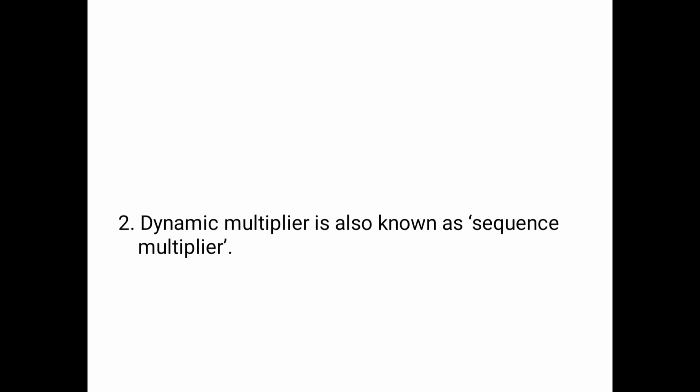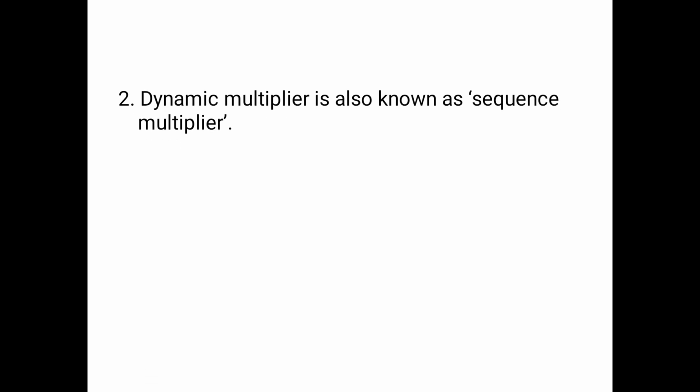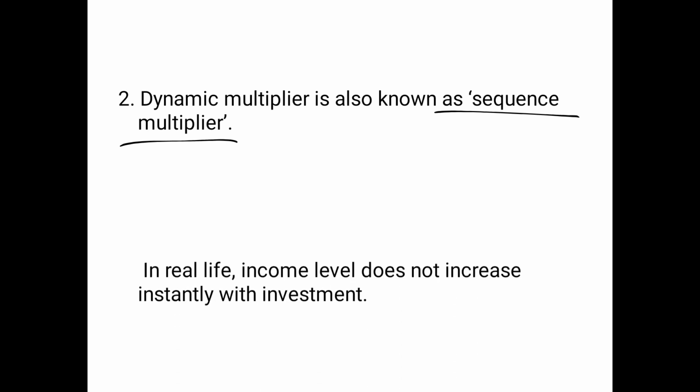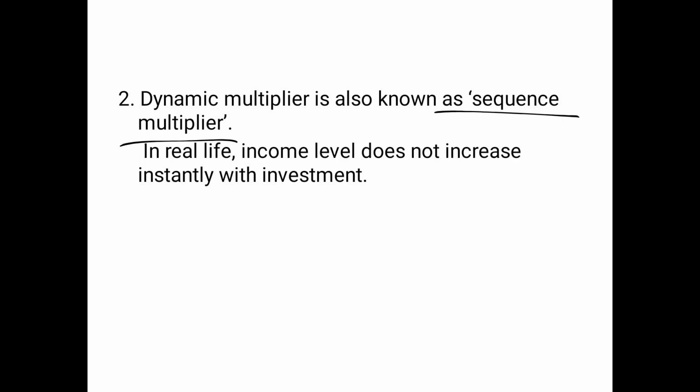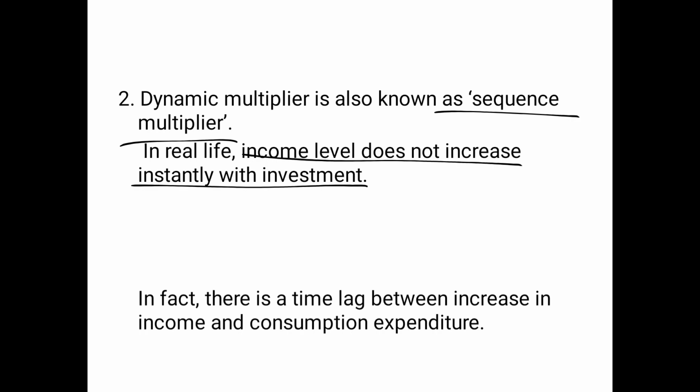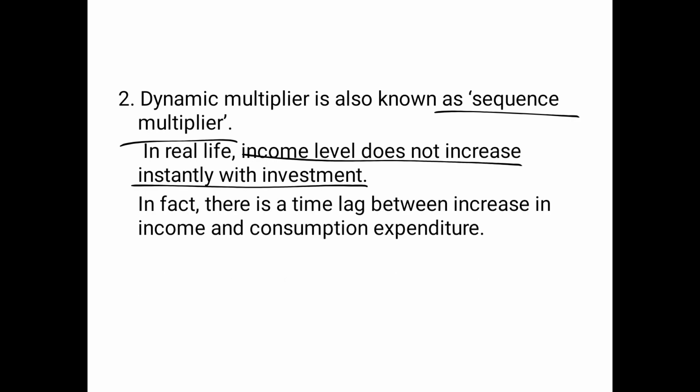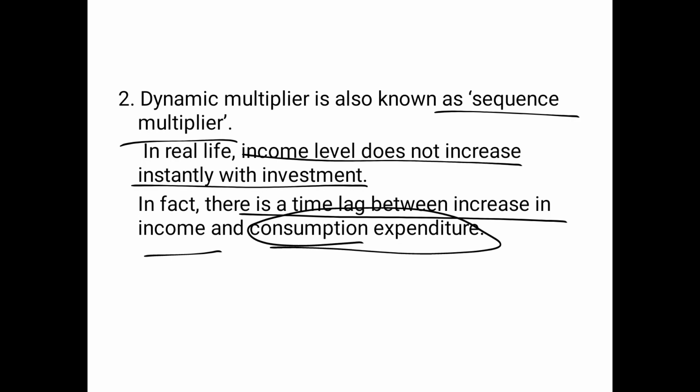Next, let's see what the dynamic multiplier is. The dynamic multiplier is also called the sequence multiplier. This is an objective question. In real life, what happens? Income level does not change with the initial investment. There is a time lag between the increase in income and consumption expenditure. There is a gap because there is a dynamic change. Dynamic means it keeps on changing. These are the two different classifications of the multiplier.